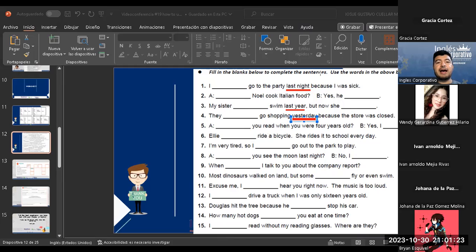Vean si se refiere al pasado, si hace referencia a tiempos anteriores, que antes se podía, hoy no se podía, y todo eso va a ser could o couldn't. Pero si es en presente, va a ser can.